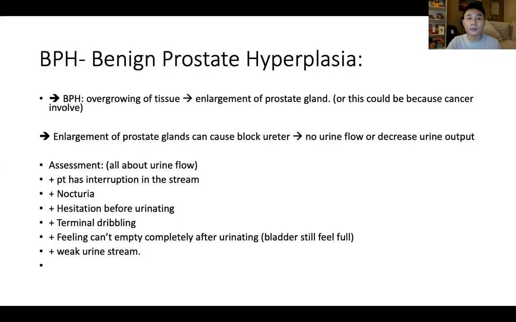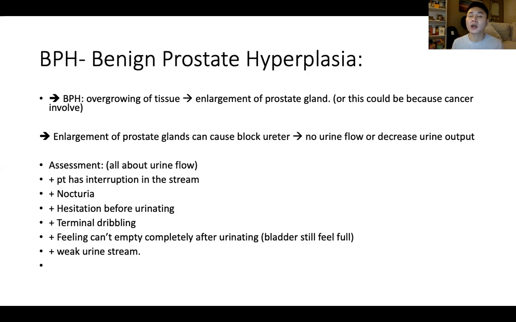Okay. All right. So now we have come to our last topic. This is BPH, benign prostatic hyperplasia. This is a very important topic to know because I had questions about BPH in my Med-Surg 2 HESI exit. So BPH is basically overgrowth of tissue. This will lead to an enlargement of the prostate gland. Or this could be caused by cancer involved.